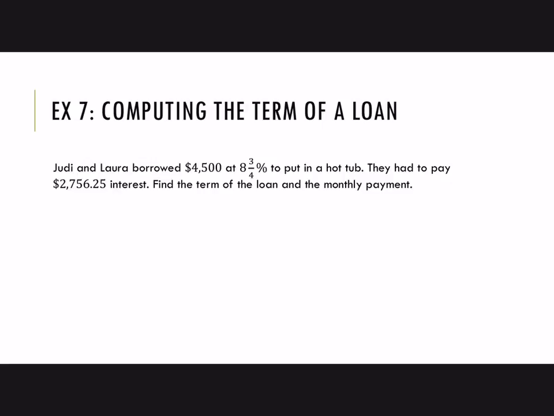All right, how about an example of calculating the term of a loan? Okay, the time period. Judy and Laura borrowed $4,500 at 8 3/4% to put in a hot tub. They had to pay $2,756.25 in interest. That's quite a bit. Find the term of the loan and the monthly payment. Okay, so we'll start with I equals PRT. All right. And your textbook didn't specify simple interest, but they probably should have. We're just going to assume that it is since it's in the simple interest section, but really that should be specified.